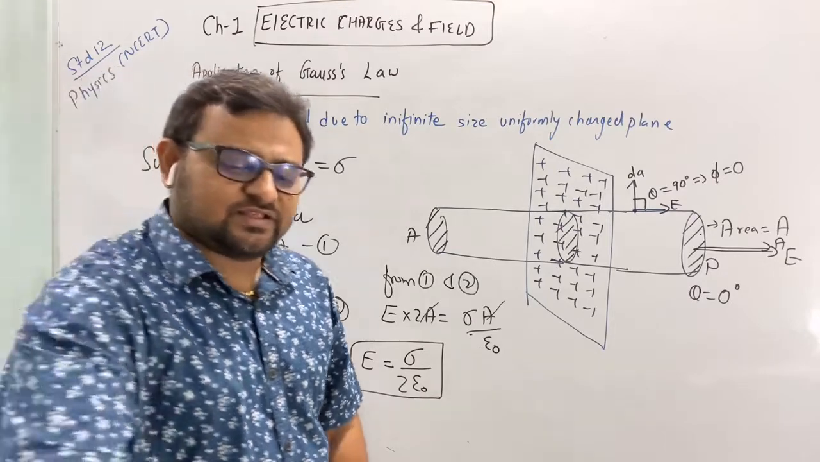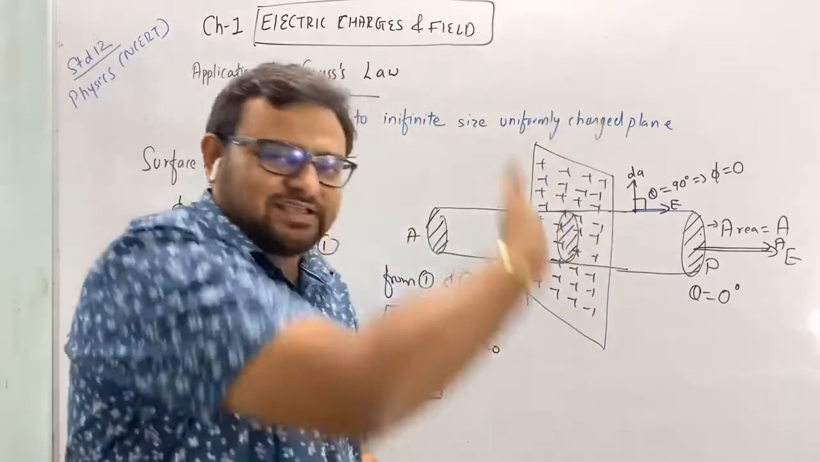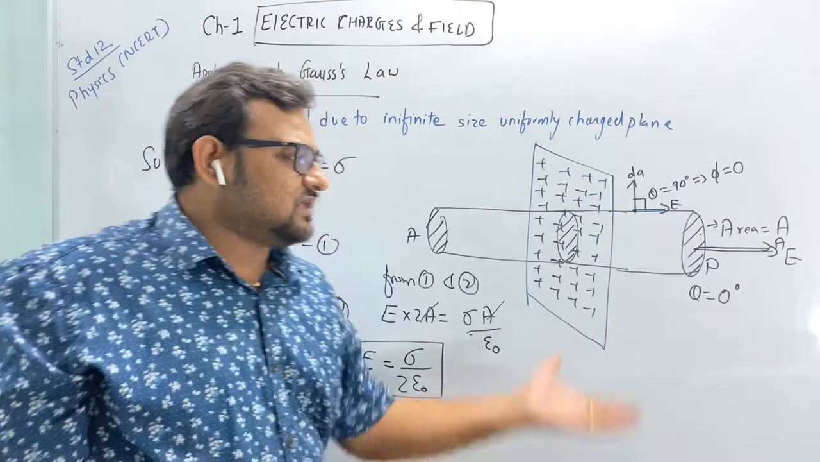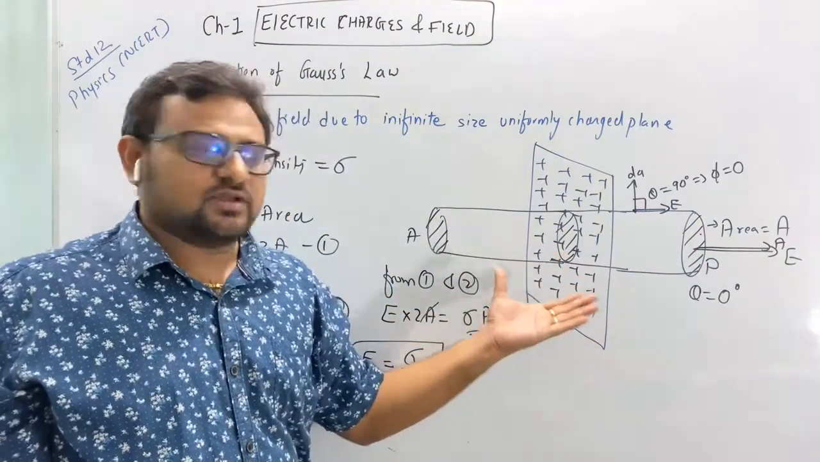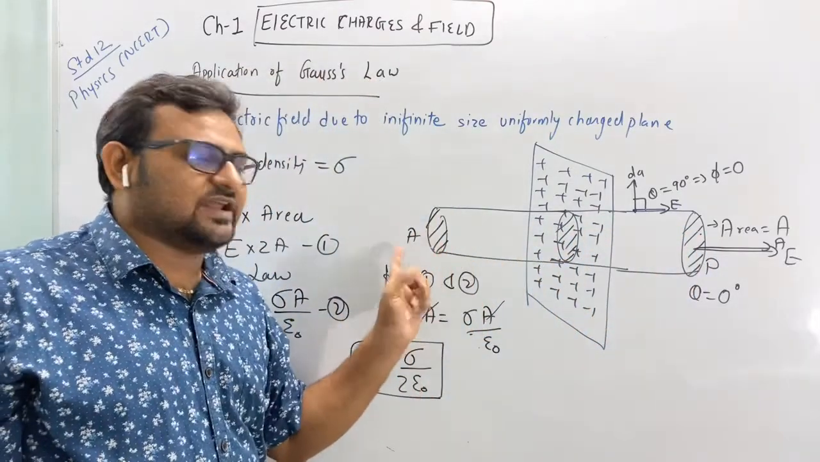So the electric field due to a uniformly charged plane is E equal to sigma by 2 epsilon 0. I'm repeating this topic. What we did was take an infinite size plane. To find the electric field at any point, I selected a Gaussian cylindrical surface, and this area I have taken as A.